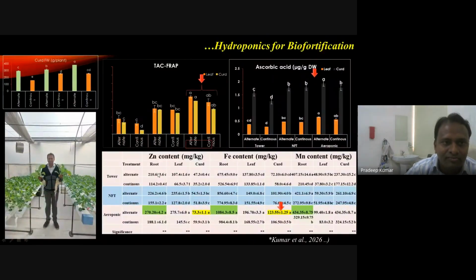And one of the researches: we found that a different growing system can modulate the uptake pattern of nutrient and water.